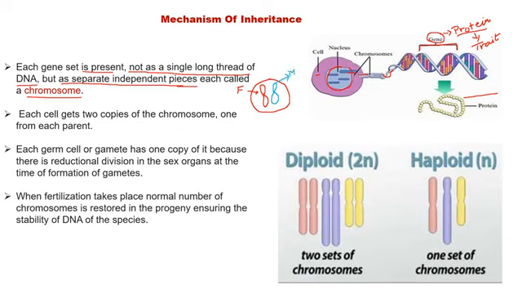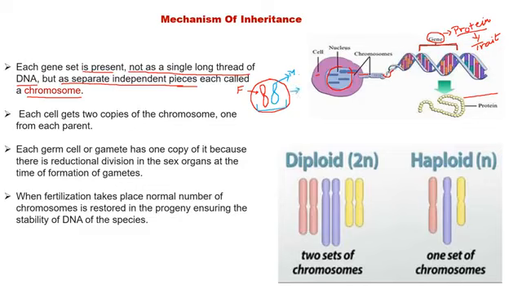So altogether every cell will have two sets of chromosomes which the progeny is getting from his or her parents, right? Okay, it can be maternal or paternal. One the progeny is getting from father, the other chromosome the progeny is getting from mother. Together, these two chromosomes having the same shape and size, we call them homologous chromosomes. Clear? Then each germ cell or gamete has one copy of it.